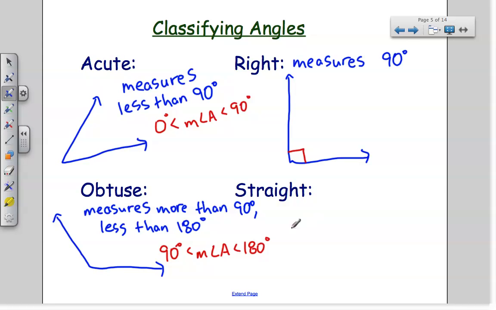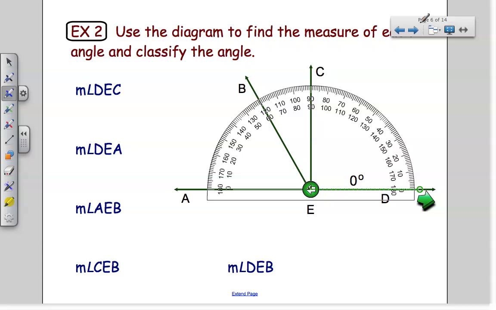And finally, what is a straight angle? A straight angle is literally a straight line, and it measures what? It measures 180 degrees. Okay, so examples of classifying angles: acute, right, obtuse, or straight, something you have used in the past. Let's do this for an example. Use a diagram to find the measure of each angle and classify, meaning tell whether it's acute, right, obtuse, or straight. Be careful with the naming, and make sure you're looking at the correct angle.